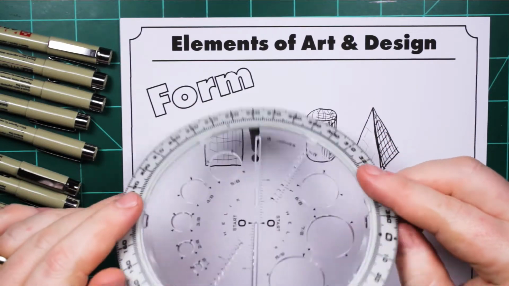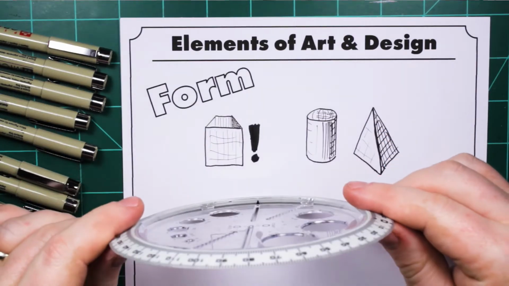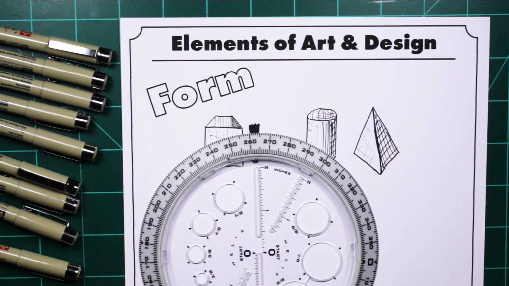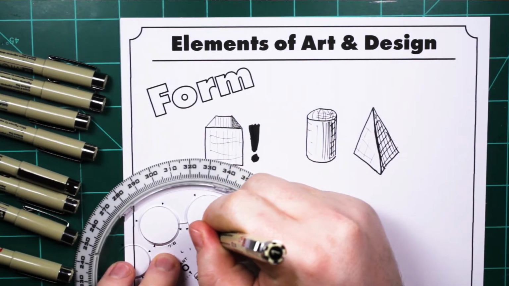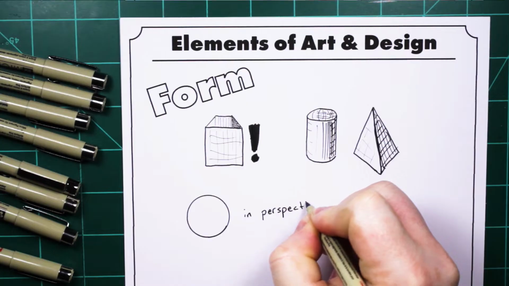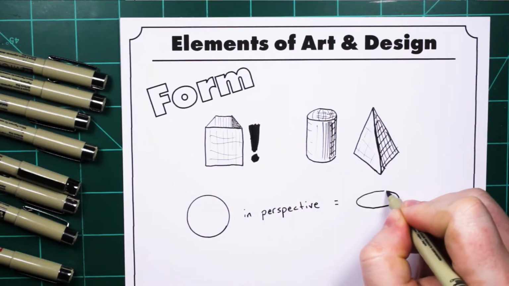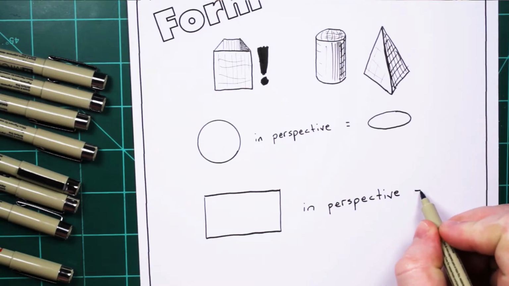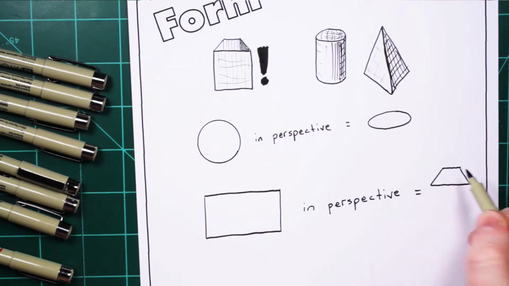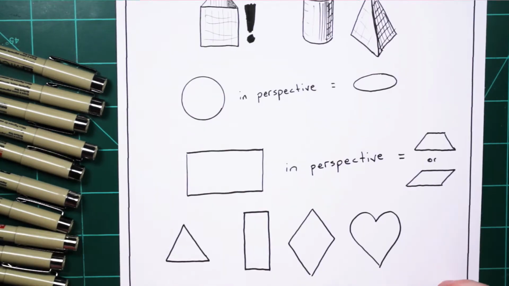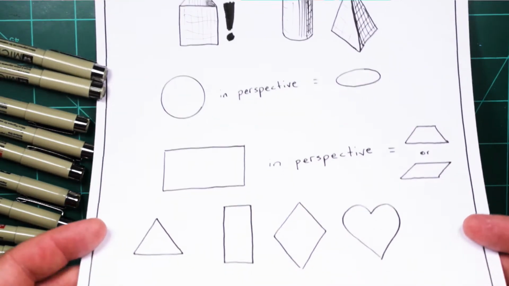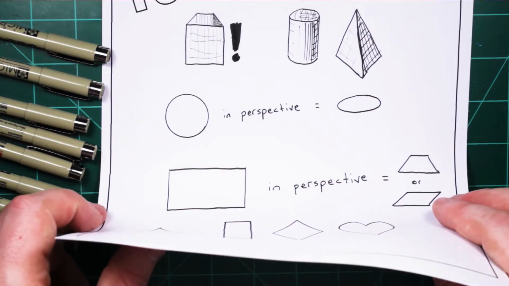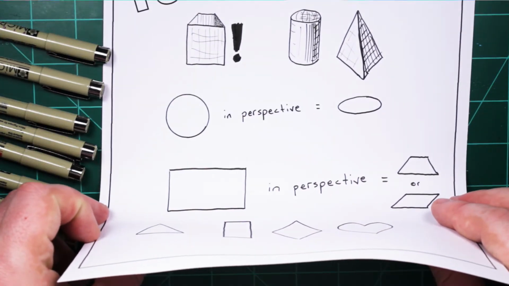The way you turn an object towards or away from your point of view will change the way that shape looks. A circle in perspective becomes an oval. A square or rectangle in perspective becomes a trapezoid or a parallelogram, depending on which way you turn it. You can practice this with lots of different shapes and see how they look when turned in different directions.